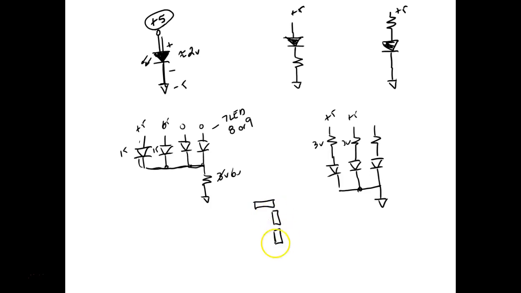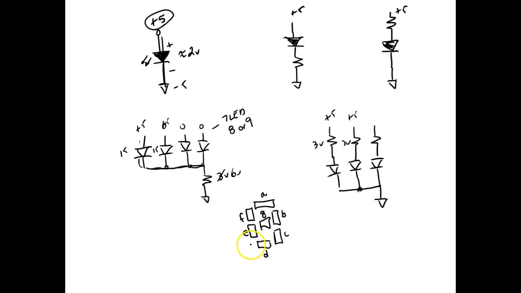Now what we do is we call each one of these things a segment. And then we have this segment. And the segments are given names. This segment right here is called the A segment, and we just come around B, C, D, E, F, and the center segment is called the G segment.